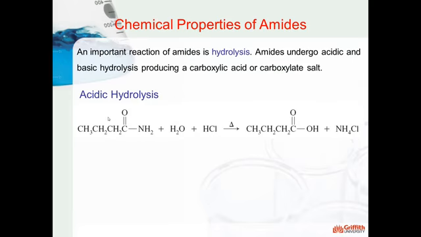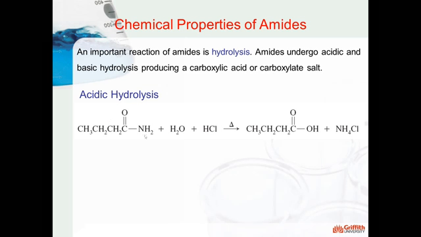Amides can be hydrolyzed under acidic or basic conditions, and the products are slightly different depending upon whether it's acid hydrolysis or base hydrolysis. The first one we'll go through is acid hydrolysis. We've got our amide being hydrolyzed, with a molecule of water and the acid, in this case hydrochloric acid. If they react together and we heat it up, then this amide bond is hydrolyzed. So we get a carboxylic acid and an ammonium salt.